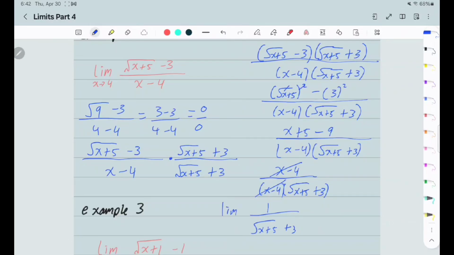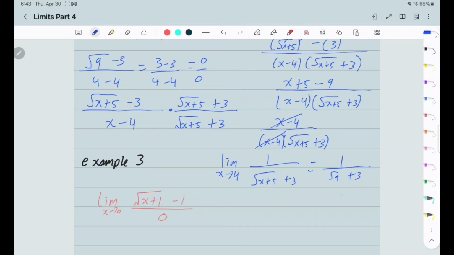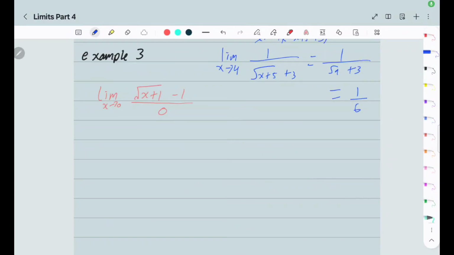And now you apply your limits here, because the last expression and the question expression are both the same. So then you just put it in this place, and then you just plug it in. It's going to be what? 4 plus 5 is 9, 1 over root 9 plus 3, which is indeed 1 over 6 again.